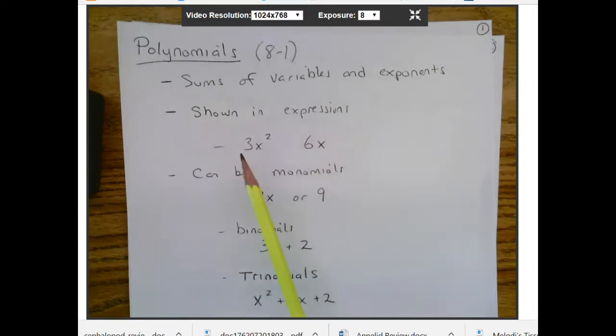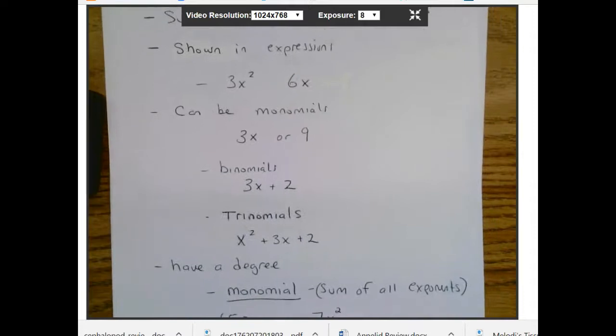One is a polynomial is the sum of variables and exponents. Okay, and polynomials include monomials, binomials, and so on. So polynomials though are shown in expressions, and I'll kind of explain that in a minute. But an example of an expression is 3x squared. Okay, or 6x.